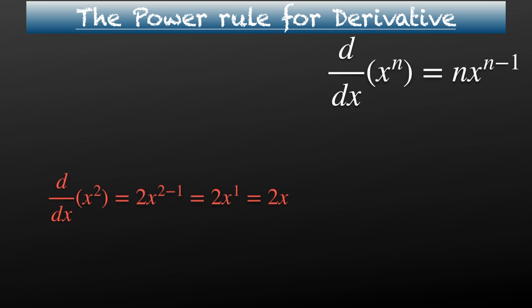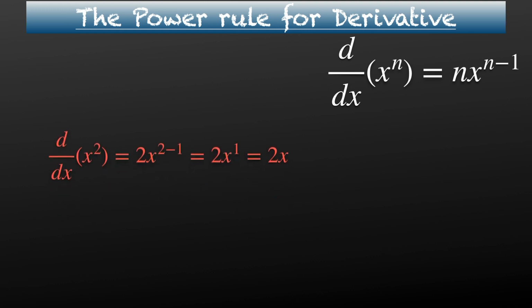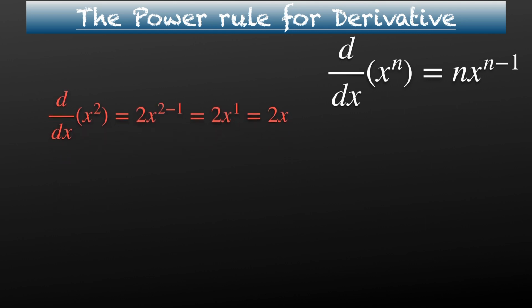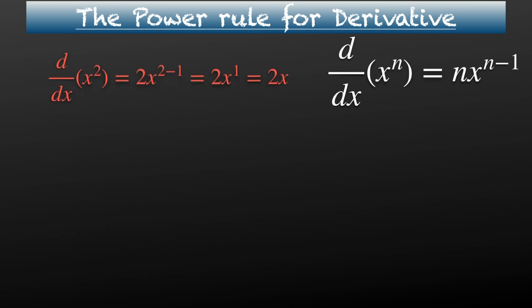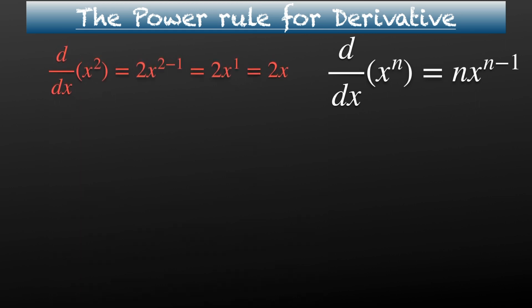Now d by dx of x squared by the power rule: move that constant 2 up front, multiply it with x, and then subtract 1 from the power. So 1 power goes out by 2. You will get 2 times x raised to power 1. Here x raised to power 1 means x. That's why the first derivative of d by dx of x squared is equal to 2x.